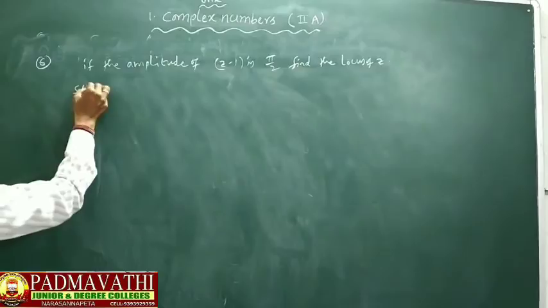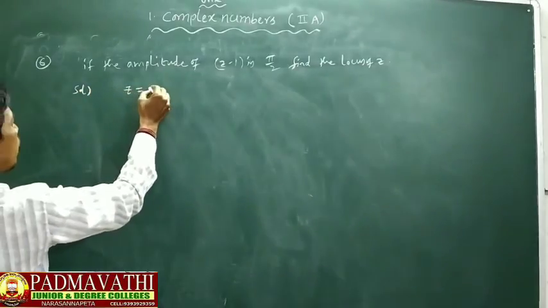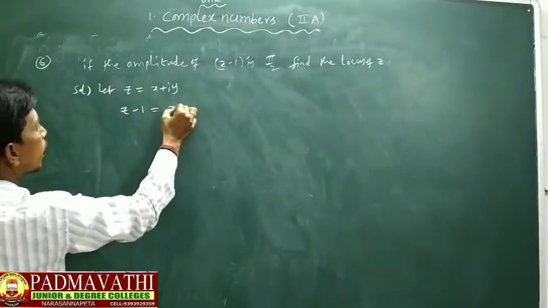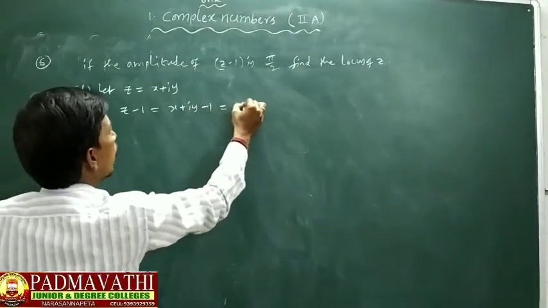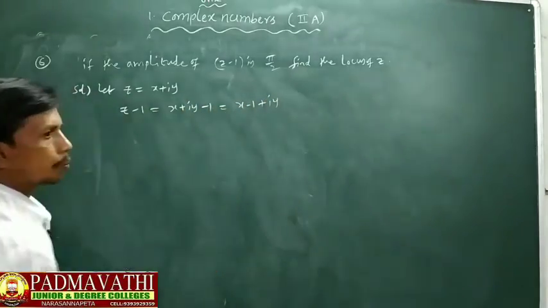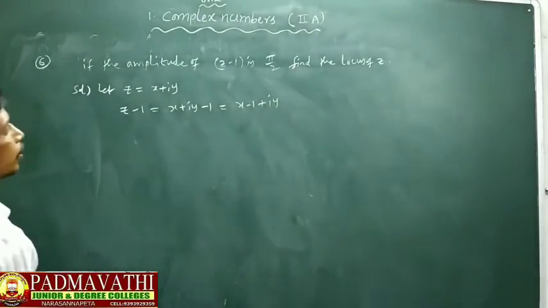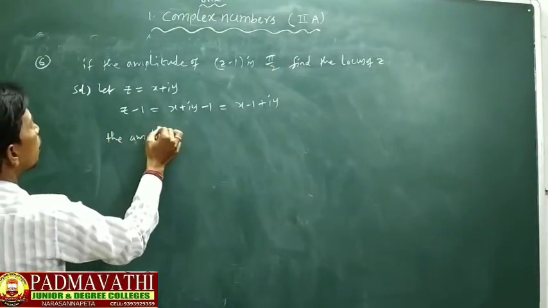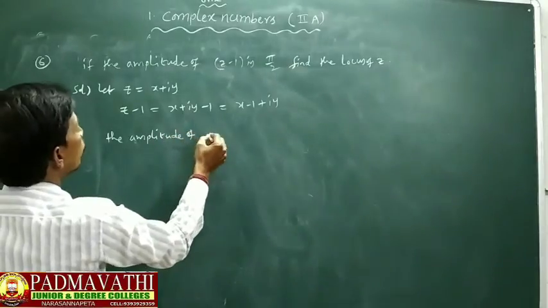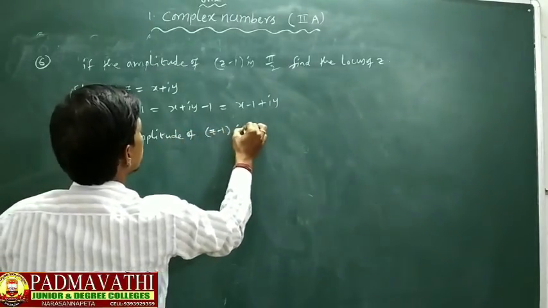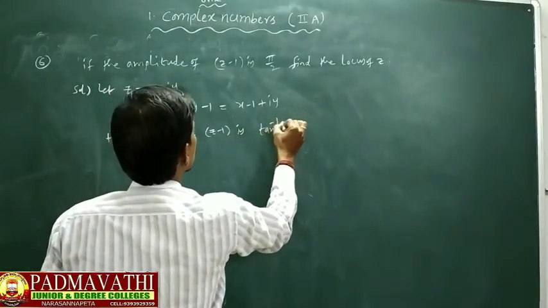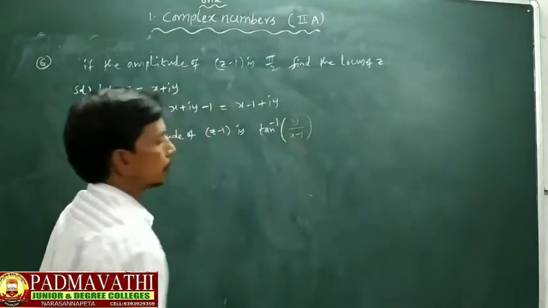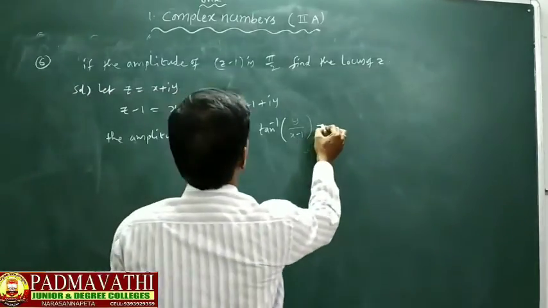Solution: z = x + iy. Let z − 1 = x + iy − 1, that is (x − 1) + iy. It has real part x − 1 and imaginary part y. So it is given that the amplitude of z − 1 is tan⁻¹ of imaginary part by real part. That is the formula, imaginary part by real part, equal to π/2.